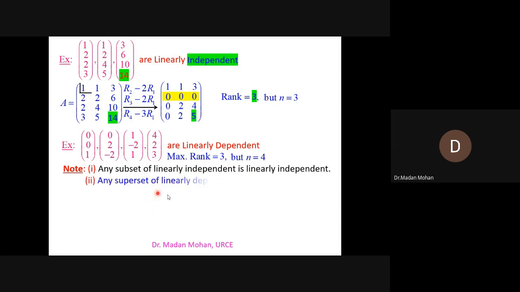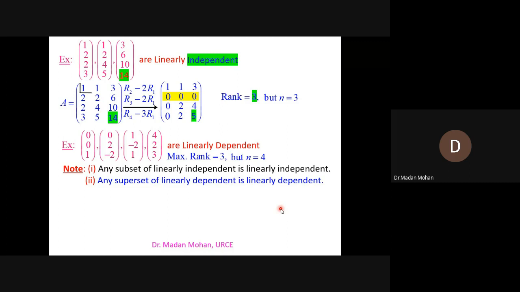Any superset of linearly dependent is linearly dependent. Superset now. Suppose I have a set which is linearly dependent. If we add some more, dependent only. Any subset of linearly independent set is linearly independent. Any superset of linearly dependent set is linearly dependent. Adding some more, still dependent. I have a set independent, subset definitely independent.